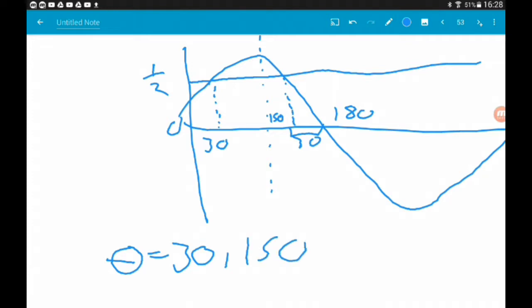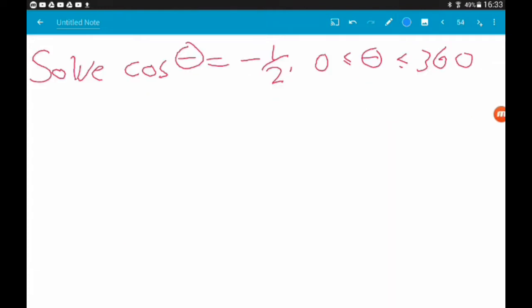Now you can always check your answers are right by plugging in your values of theta. If you put in sine of 30, you will get 1/2. Put in sine of 150 and you will get 1/2 too. Okay, good for the first one.